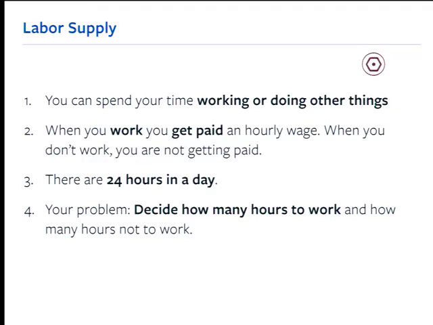And I'm going to confront you with the problem that many of you decide, assuming you can choose how many hours you work in any given day. Let's assume away 8-hour shifts and so on. You have to decide how many hours to work and how many hours not to work. So do you consume what I'm going to call leisure, which is time spent not working, or do you go and consume income, which is what you get from working?